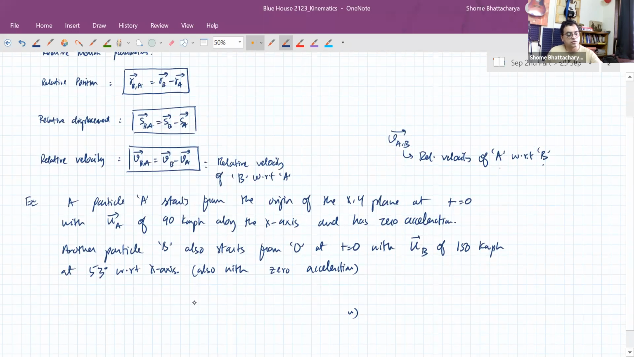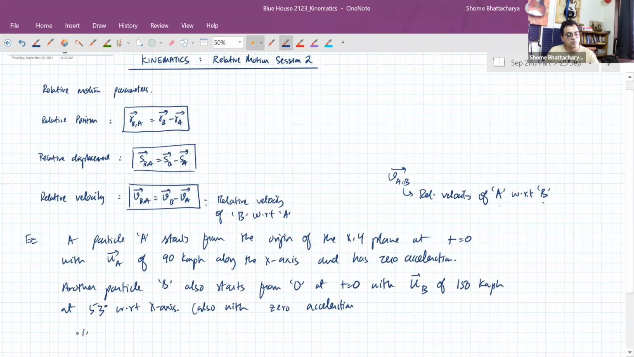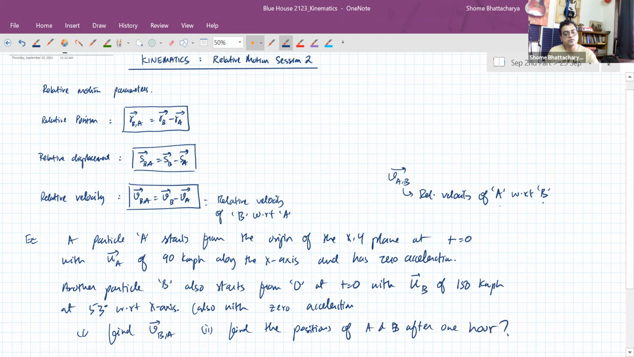So first of all, find the relative velocity of B with respect to A. Second, find the positions of A and B after 1 hour, and show that displacement of B with respect to A is equal to velocity of B with respect to A multiplied by time. From part 2.